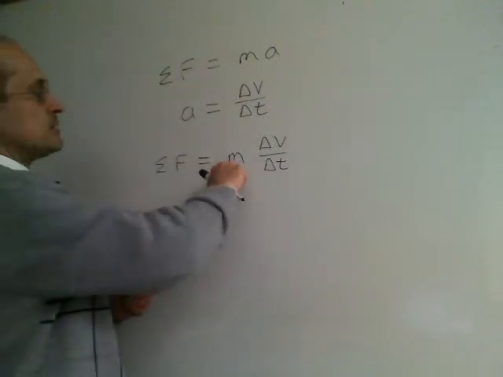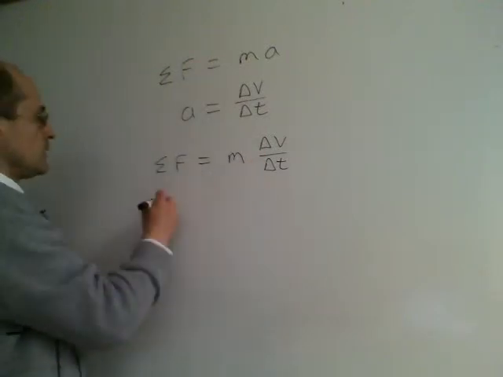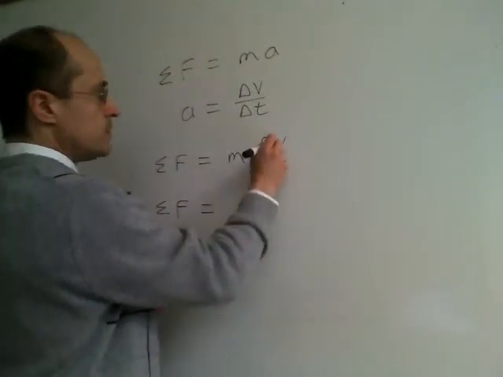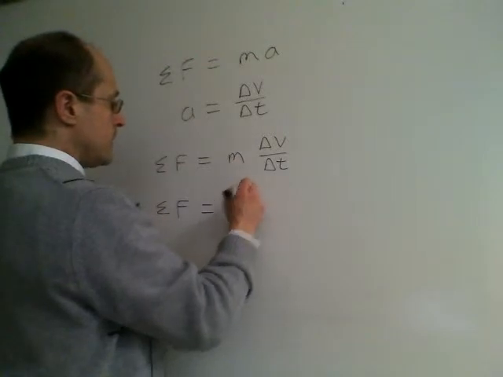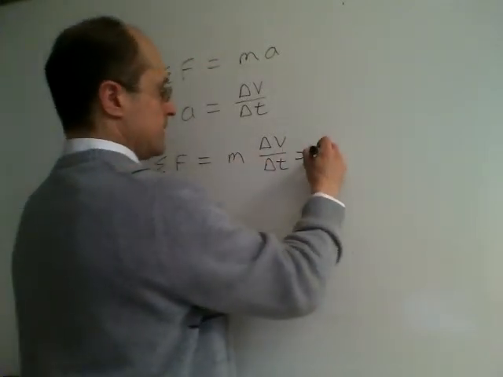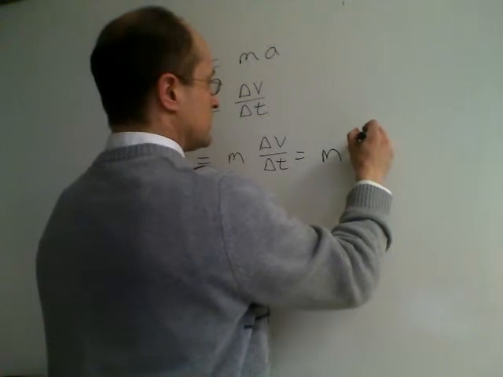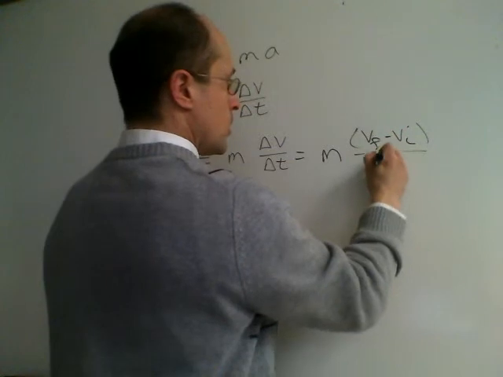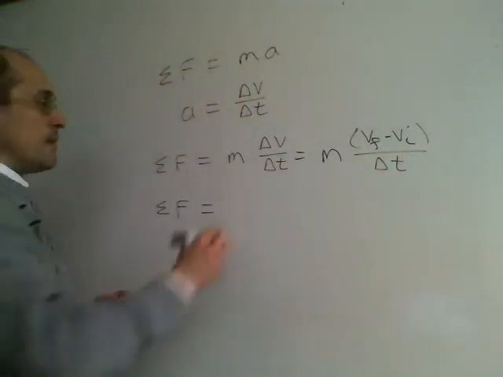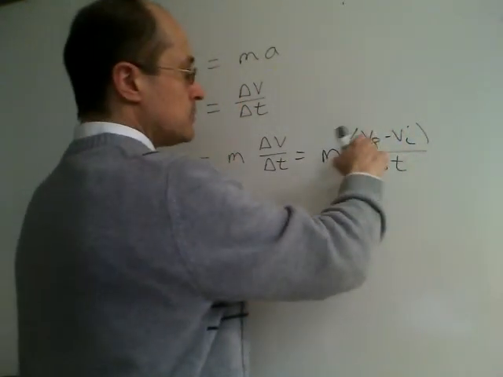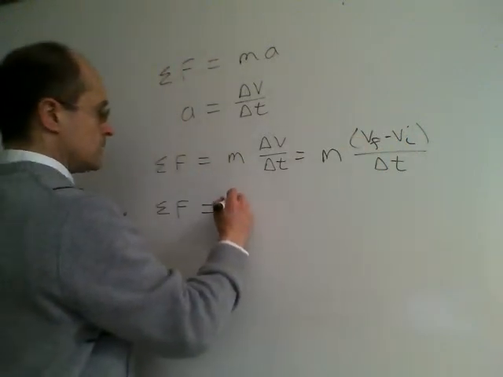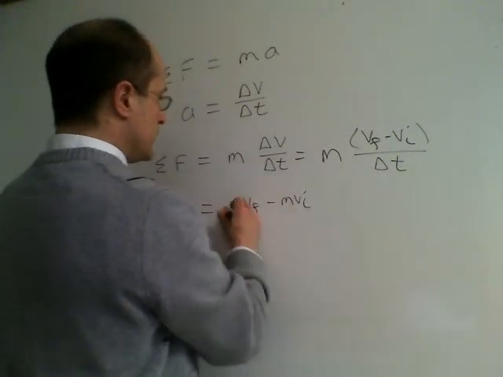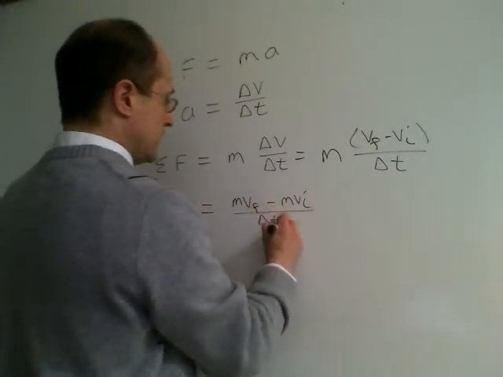Now, since we're going to assume that our mass is constant in time, we can move the mass in here, and say that this is m times velocity final minus velocity initial over delta t. Then we can multiply the mass by both velocities. So now we have m v final minus m v initial over delta t.